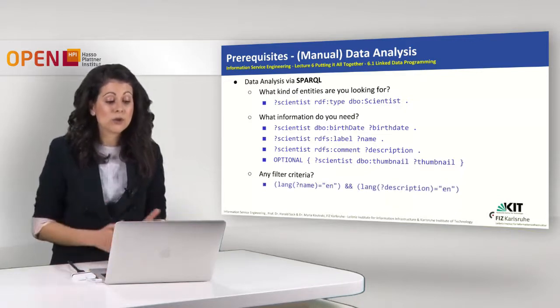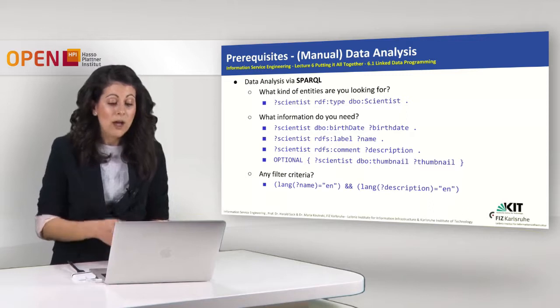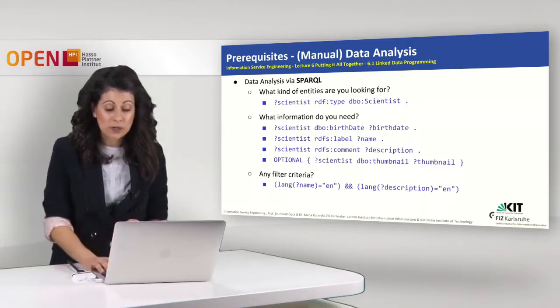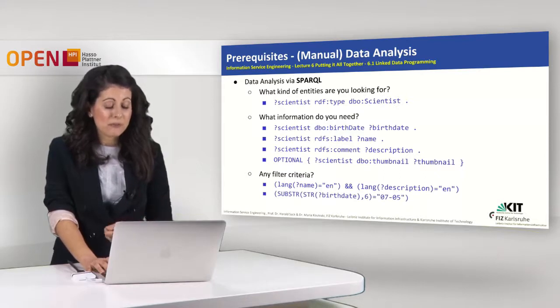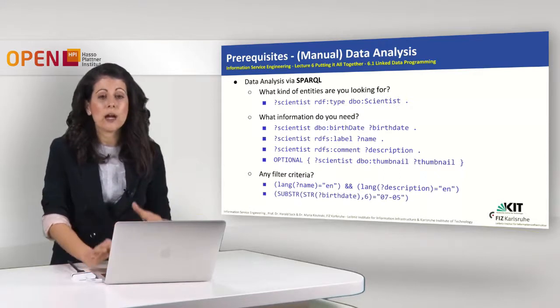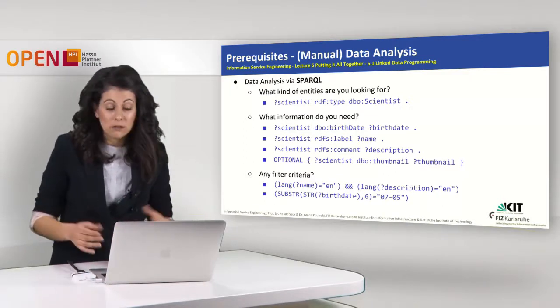So first is the language. We want the names to be in English because we want to build, let's say, an application in English, and also the description to be in English as well, so that we can all understand it. And then we have some filter criteria about the date, because we actually said that we want to present scientists that were born today.